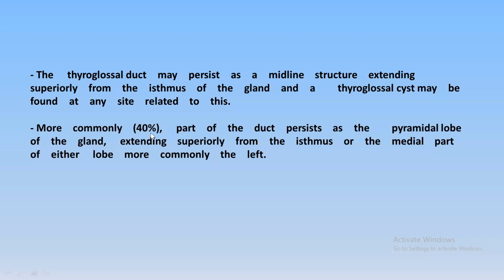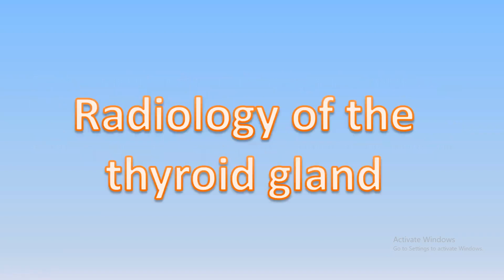More commonly, in 40% part of the duct persists as the pyramidal lobe of the gland extending superiorly from the isthmus or the medial part of either lobe, more commonly the left. Radiology of the thyroid gland.